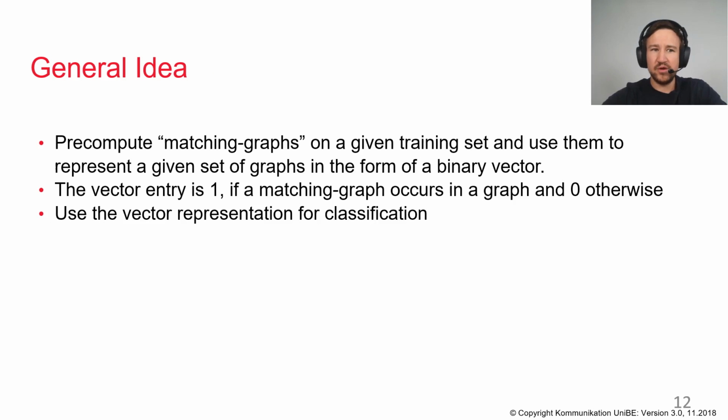Okay, now that we have done all the definitions that are necessary, I will start with the general idea of our approach. So the general idea is that we pre-compute matching graphs, I'll tell you in a second what they are, on a given training set, and we then use those matching graphs to represent a given graph in the form of a binary vector, and this is done such that the vector contains 1 if a matching graph occurs in this graph and 0 otherwise. And in the end, we intend to use this vector representation for classification purposes.